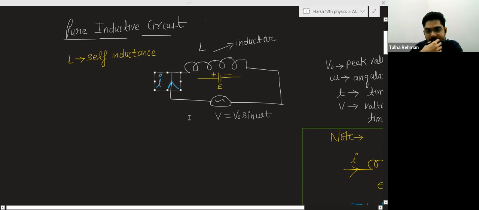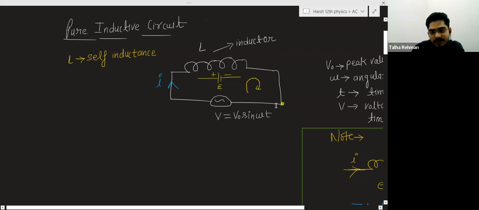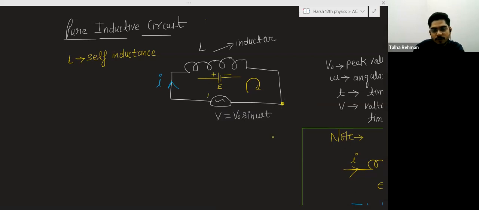Okay. So now we will apply Kirchhoff's voltage law. Suppose I am choosing this point. When I move in the circuit, we will move in the clockwise direction, like this, like this, like this. So from here to here, when I move, there will be the voltage here. So this will be positive and this will be negative. That is why the current is like this. So you can write this when you apply the KVL.